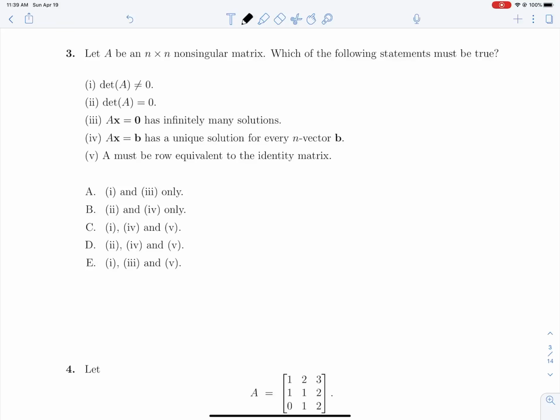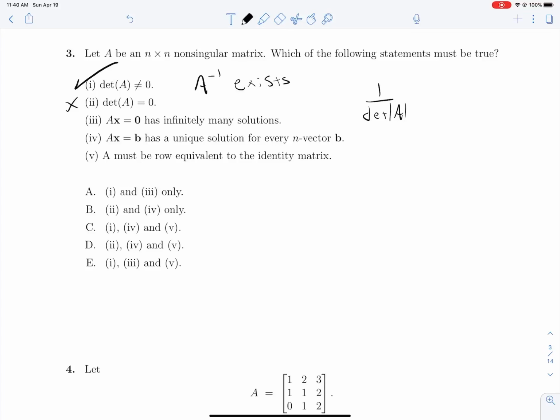3. Let A be an n by n non-singular matrix, which means it is invertible. So A inverse exists. Which of the following statements must be true? The determinant of A is not equal to 0. Yep, I agree with that, because in order to have an inverse, we need to take 1 over the determinant of A, and if that is 0, then we're going to have some real problems.